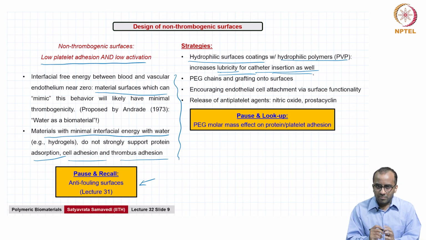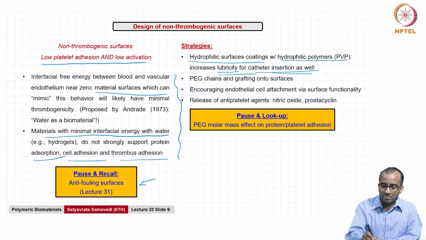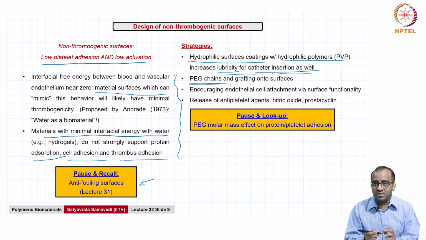The other usual suspect, of course, is PEG chains, which we have repeatedly seen throughout this course, grafted onto surfaces at specific densities, giving rise to specific conformations that lead to resisting protein adsorption due to a number of reasons, including entropic repulsion, steric repulsion, osmotic repulsion, and excluded volume effects. These are all things we have seen again in lecture 31.